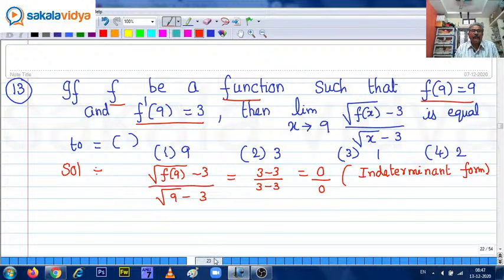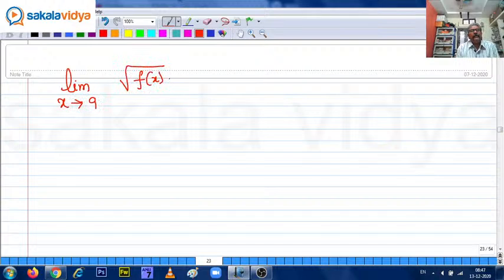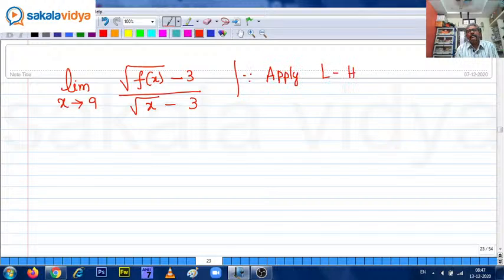So please remember, my dear students. We need to evaluate now limit x approaches 9 of root over f of x minus 3 upon root x minus 3. Apply L'Hospital's rule. Okay, let us apply L'Hospital's rule.